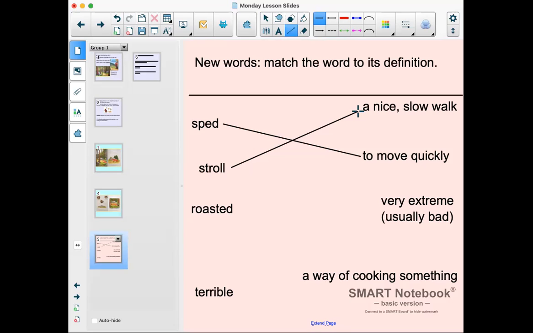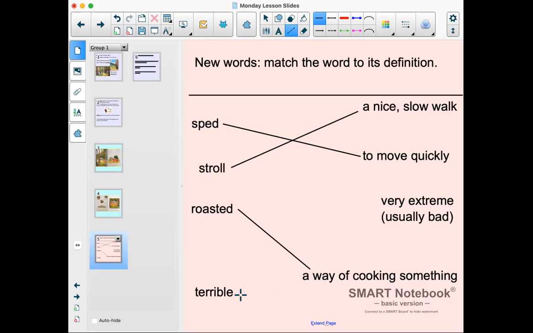All right, the next word is roasted. So is roasted very extreme, usually bad, or is it a way of cooking something? Pause the video and make your guess. And welcome back. If you guessed that roasted was a way of cooking something, well done. We love roasted. It's Sunday. I'm recording this video on a Sunday, and today is the day when lots of families in England will be eating lots of roasted food for a Sunday roast.